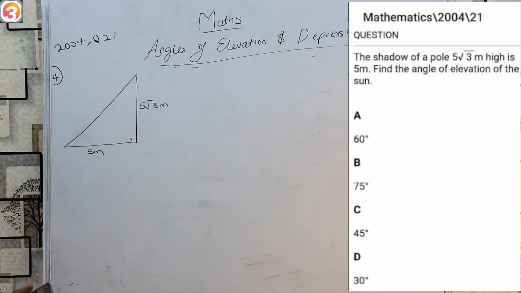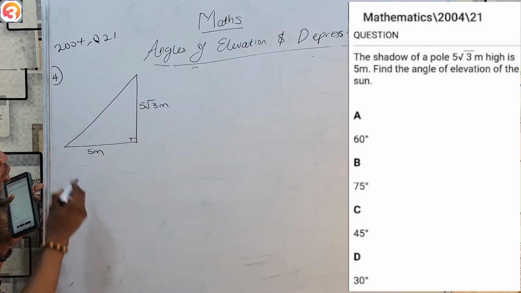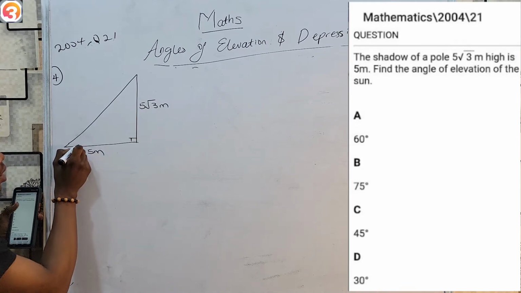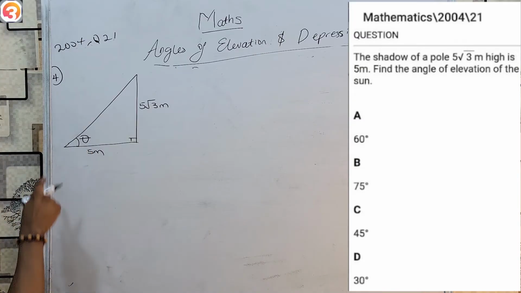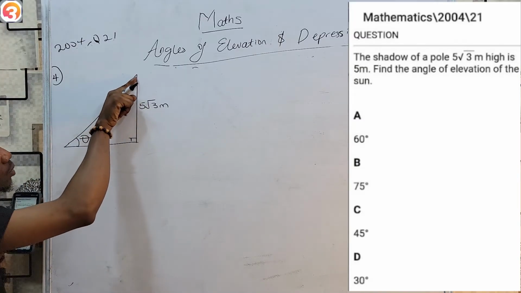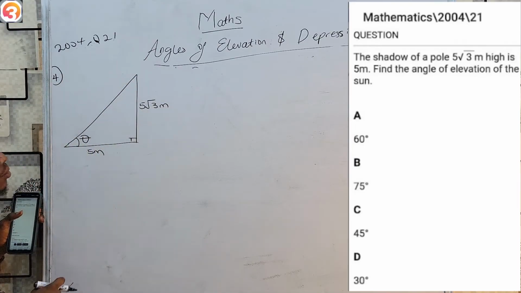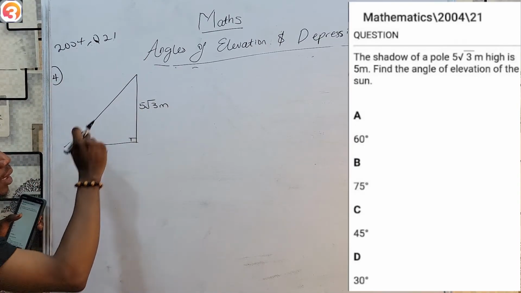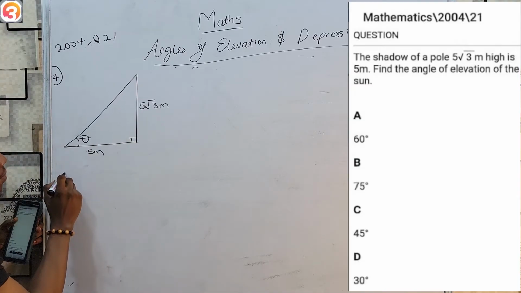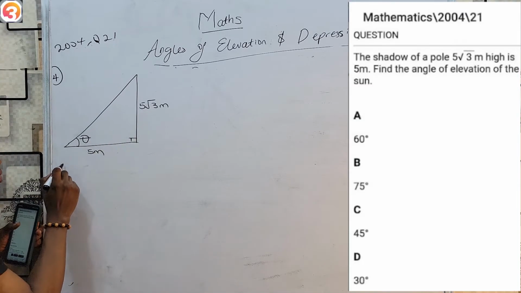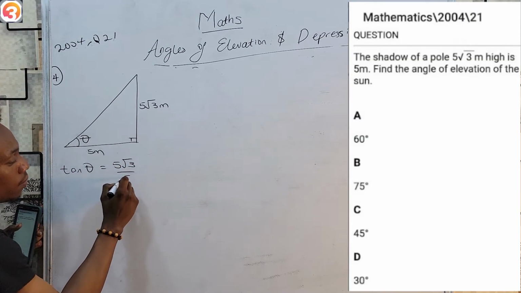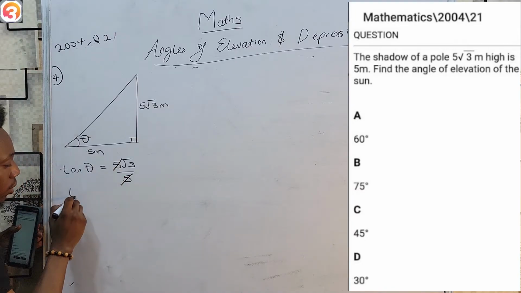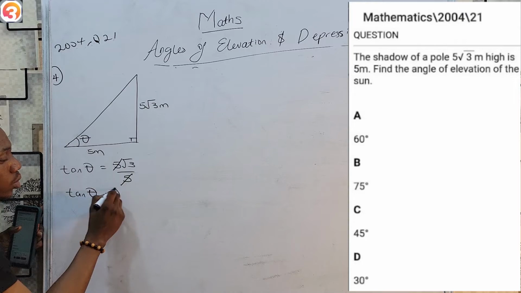The question is then asking me, find the angle of elevation of the sun. If this is my shadow, if I want to look at the sun from this shadow, I must start from here and turn up this way, which means whatever angle I get here will be the angle of elevation to look at the sun, which will definitely be right there on the horizon. As a result, I know I'm looking for theta. Here is 5 root 3, here is 5. Opposite, adjacent. So tan theta equals 5 root 3 over 5. 5 cancels 5. Tan theta equals root 3.